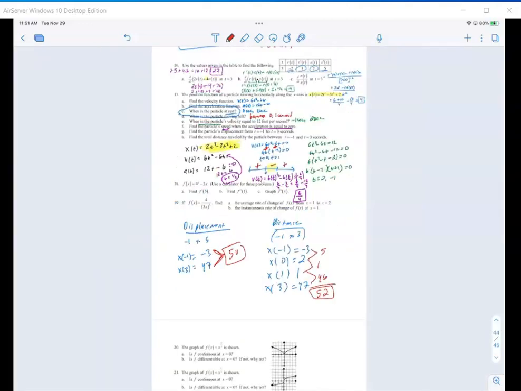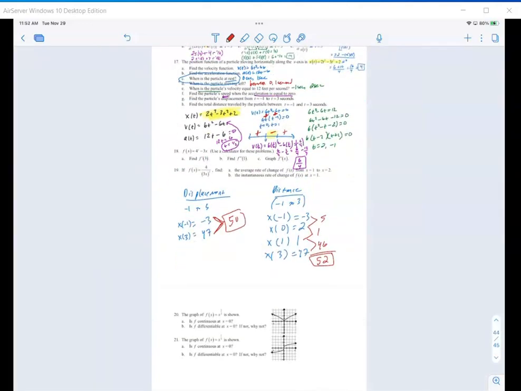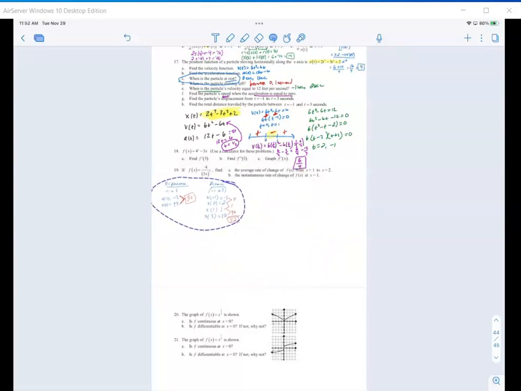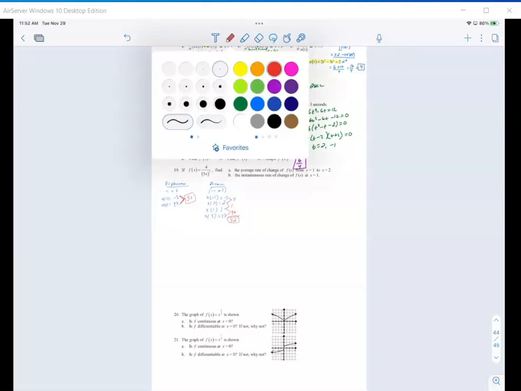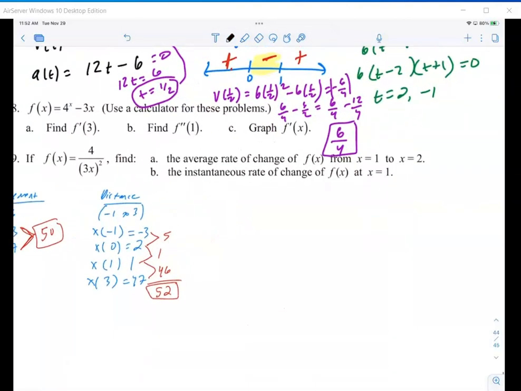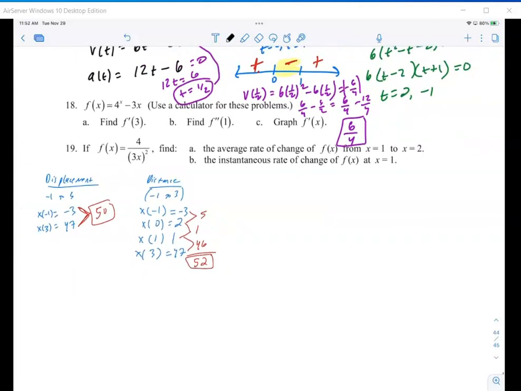All right, cool. Let me go ahead and move those off to the side so we have room for 18 and 19. Oh, 18 is calculator. I want to go over this with you again, though, to make sure everybody's got this.